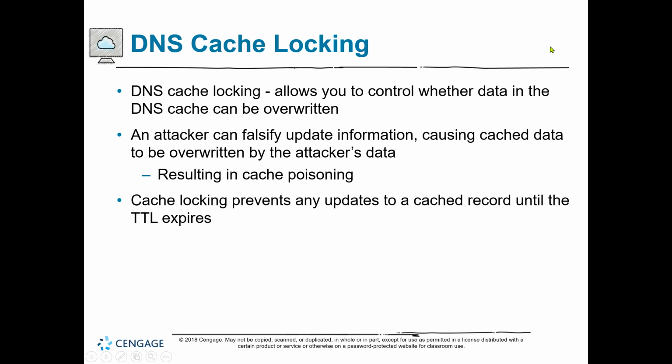DNS cache locking. DNS cache locking allows you to control whether data in the DNS cache can be overwritten. An attacker can falsify update information, causing cached data to be overwritten by the attacker's data, resulting in cache poisoning. Cache locking prevents any updates to a cached record until its TTL expires. So this was specifically created to help prevent DNS cache poisoning.